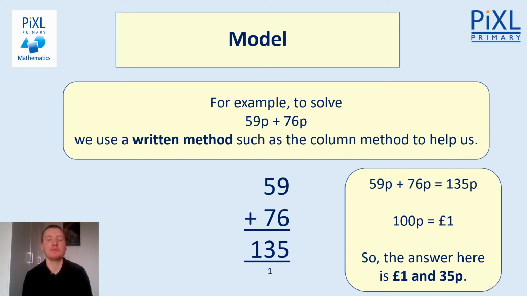Well done if you came up with the answer £1.35. You are absolutely correct. Both answers are correct, but it's easier to say to maybe a shopkeeper £1.35 instead of 135p. So well done if you got that correct.